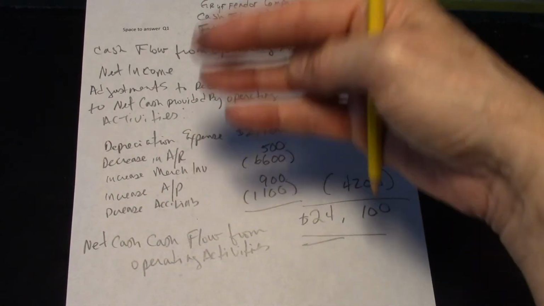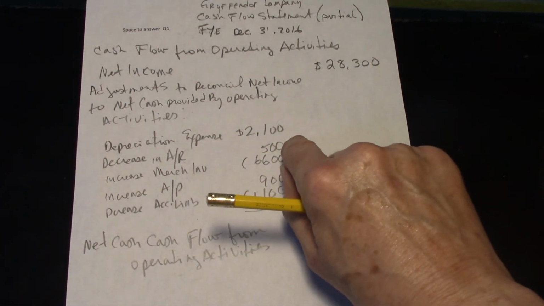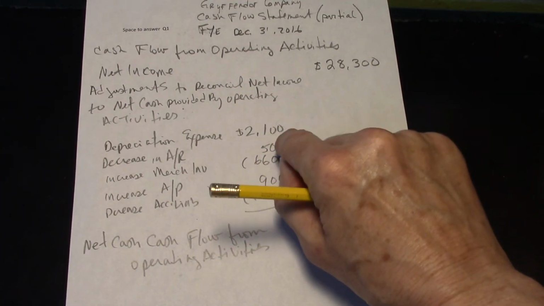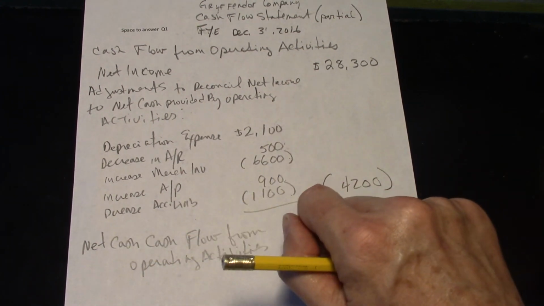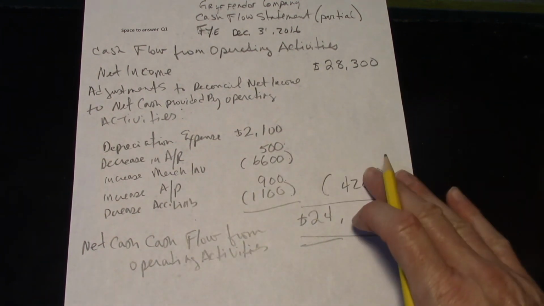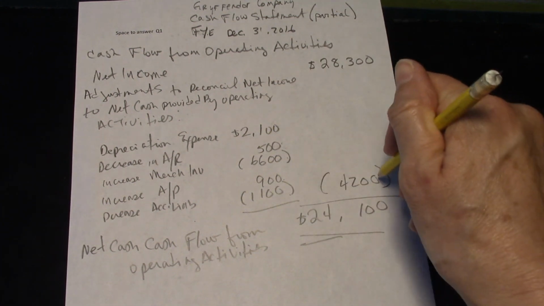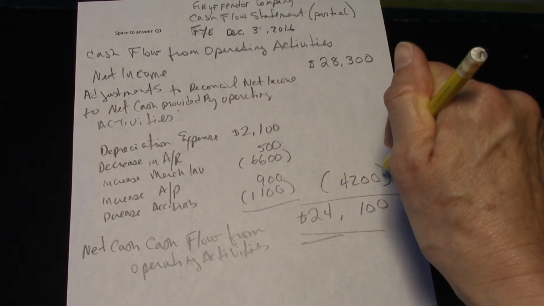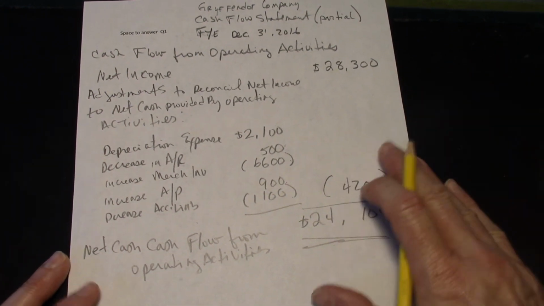Then calculate your changes in your current assets and your current liabilities. If an asset decreased, add it. If it increased, subtract it. If a liability increased, add it. If a liability decreased, subtract it. And then depending on how these add up, if this is negative, subtract it. If this is positive, add it. All right, so there you go. That's how you do that.